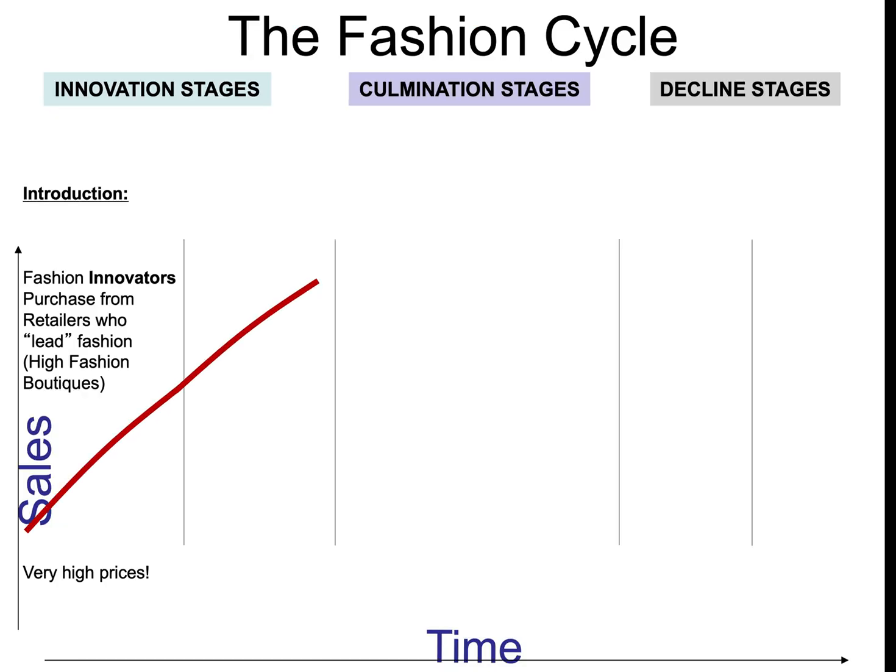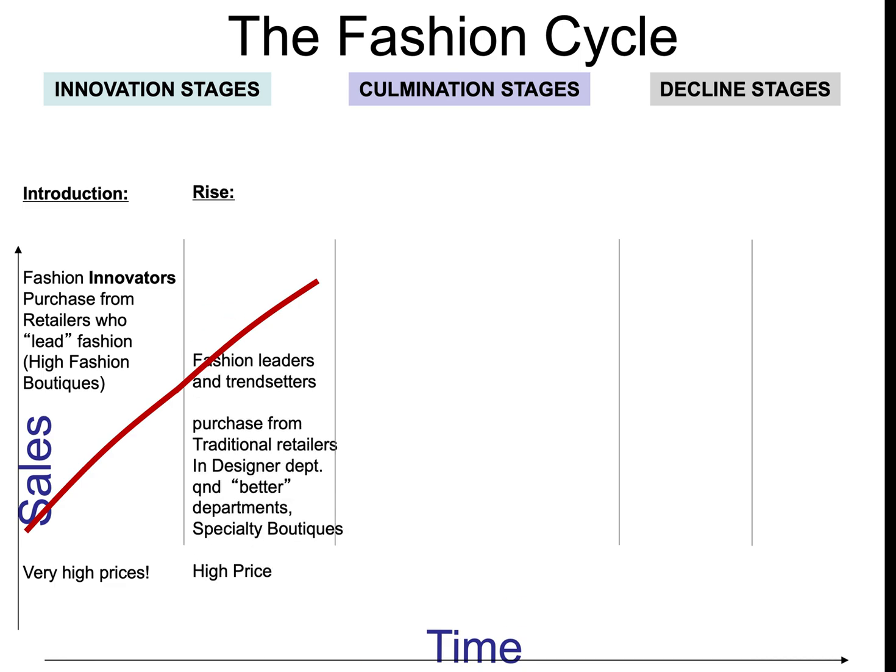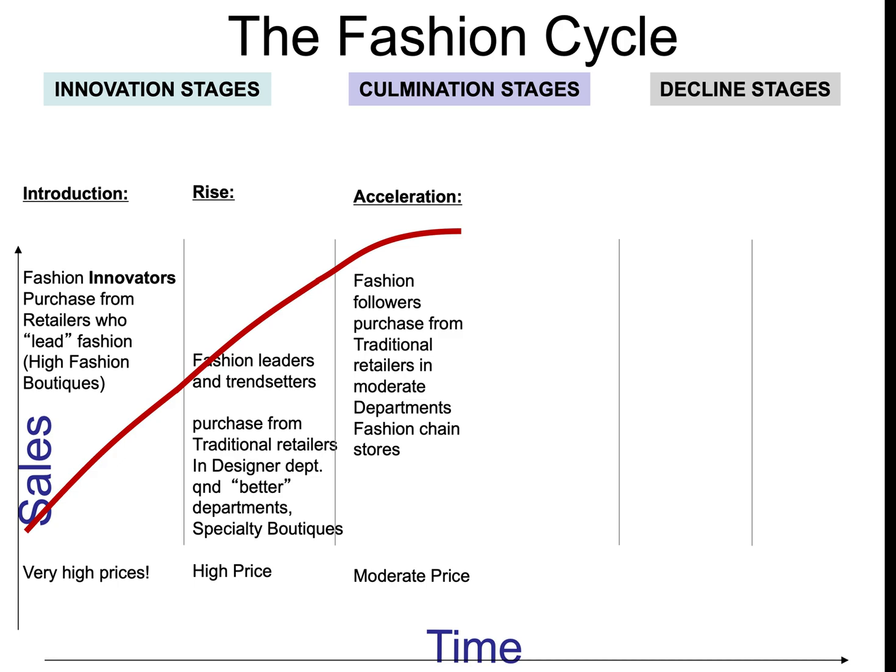Okay, so in the introduction stage, fashion innovators, super creative people who are really into the newest, latest thing, are purchasing it from super high-end retailers at very high prices. In the rise stage, we now have leaders and trendsetters. We're still in high price points and better departments or specialty boutiques. And so we're really still looking at an upper echelon of society that's purchasing. As we look at this culmination or peak phase, as it's still rising, followers are purchasing from department stores and other stores in moderate price points.